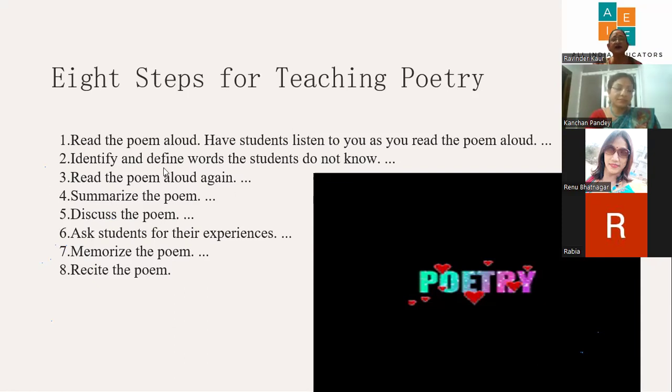Then identify and define words, like we have identified right now in front of you. Which are the words describing the poem, and which are the words by reading which we come to know about the mood of the poet. Read the poem aloud again. So twice you do. Then you can summarize and discuss the poem. Children, when you ask them, give such answers which you have never expected, isn't it? Like Kanchan ma'am told me that he was very sad in the beginning, and then he became very happy after that.